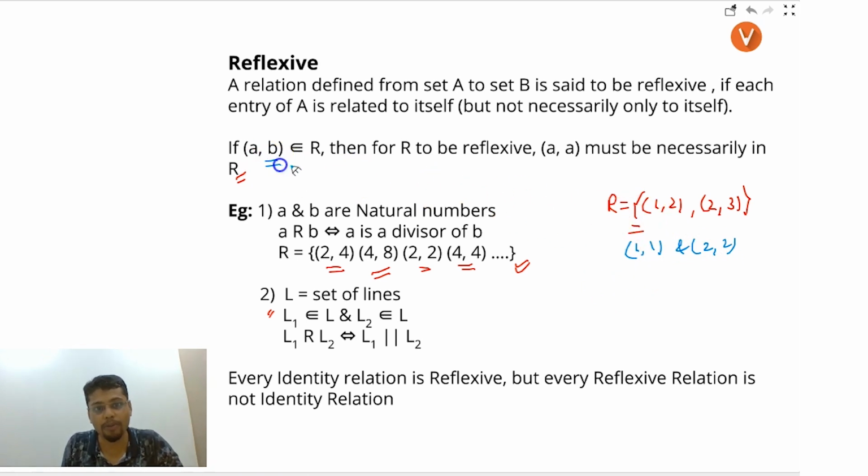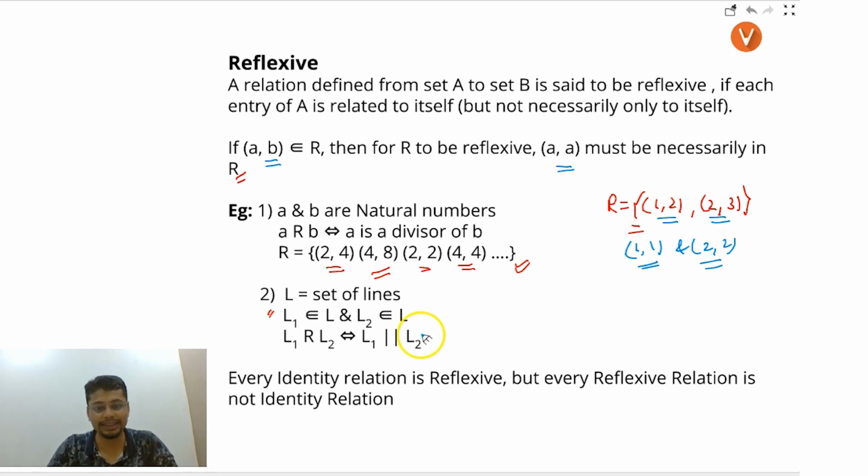Why? Because if (a, b) belongs to relation, then (a, a) must necessarily belong to that relation so that it becomes reflexive. Since (1, 2) belongs to the relation, (1, 1) has to be part of that relation for the relation to be reflexive. Similarly, (2, 3) is part of this relation, so (2, 2) should also be part of this relation for it to be reflexive.